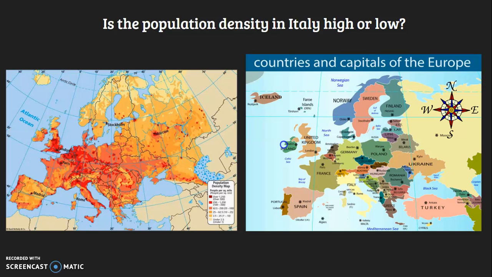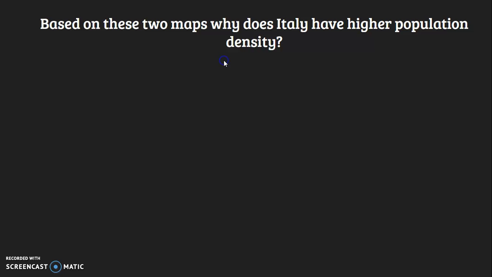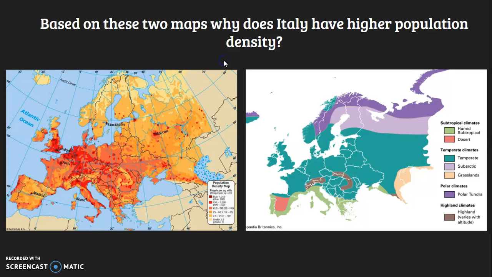Let's practice some more. Let's look at the country of Italy. It has this famous shape of a boot, and remember that shape is called a peninsula. So if you look at Italy, what do you notice about its population density? Is it high or low? Now look at these two maps, the population map of Europe and the climate map of Europe. If you look at Italy, what could explain why Italy has higher population density?